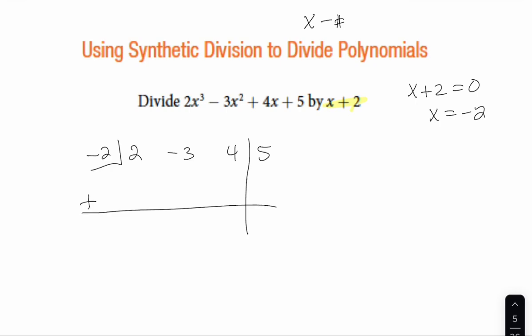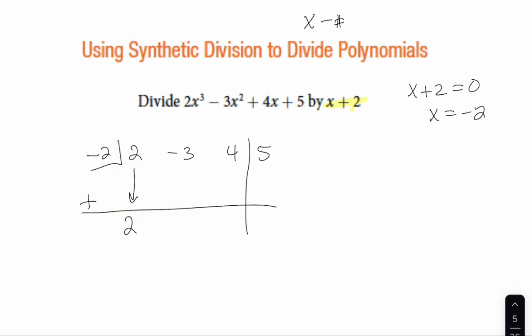And then this number, whatever it is, comes down. So now I have just set up my synthetic division box. My synthetic division box is just a placeholder for my information. I haven't done any math. I did a little bit of math, but not much. Okay. So here's how it works. You're going to multiply, write it down.